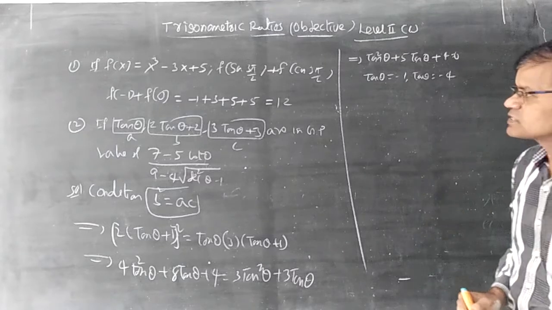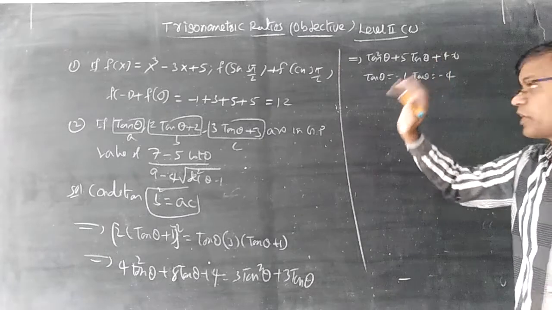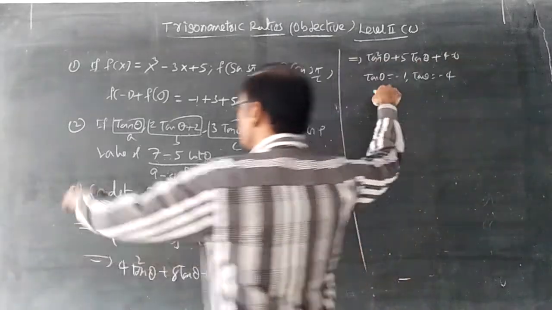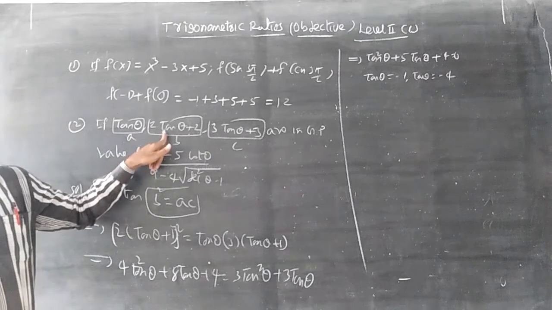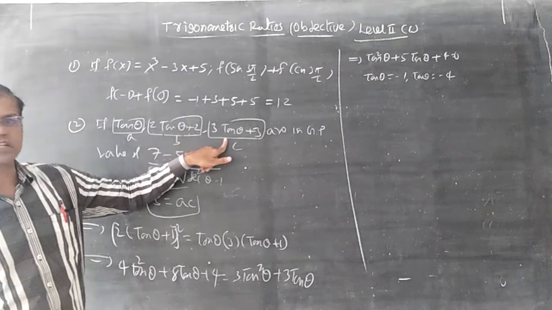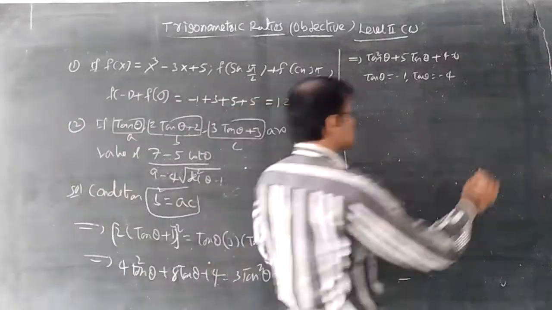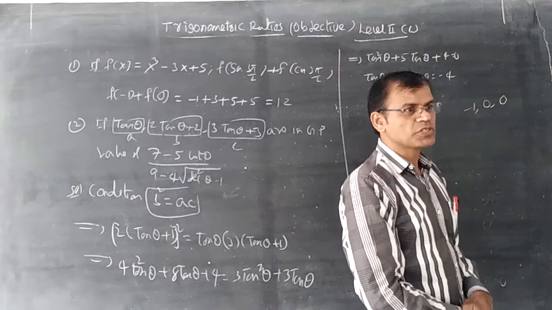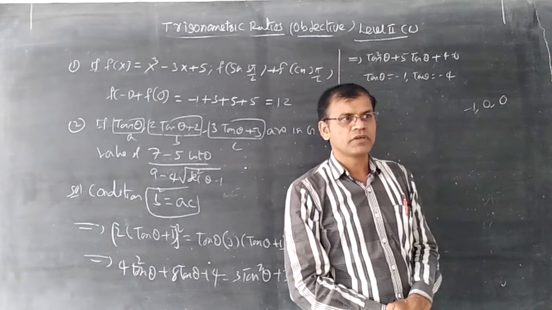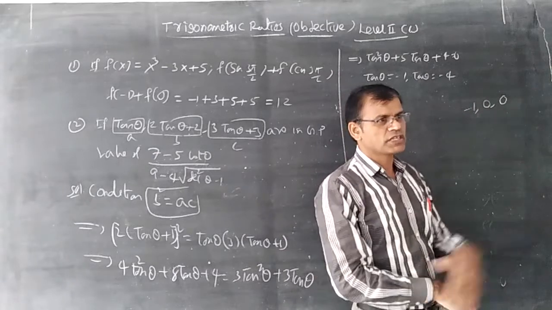So if tan theta is equal to minus 1, what will happen? Students, observe the point here. If tan theta is equal to minus 1, what is A? This is minus 1. What is B? Minus 2 plus 2, 0. What is C? Minus 3 plus 3, 0. Minus 1, 0, 0, just in rough calculation. What is the condition of GP? B square is equal to AC. 0 square equals minus 1 into 0.